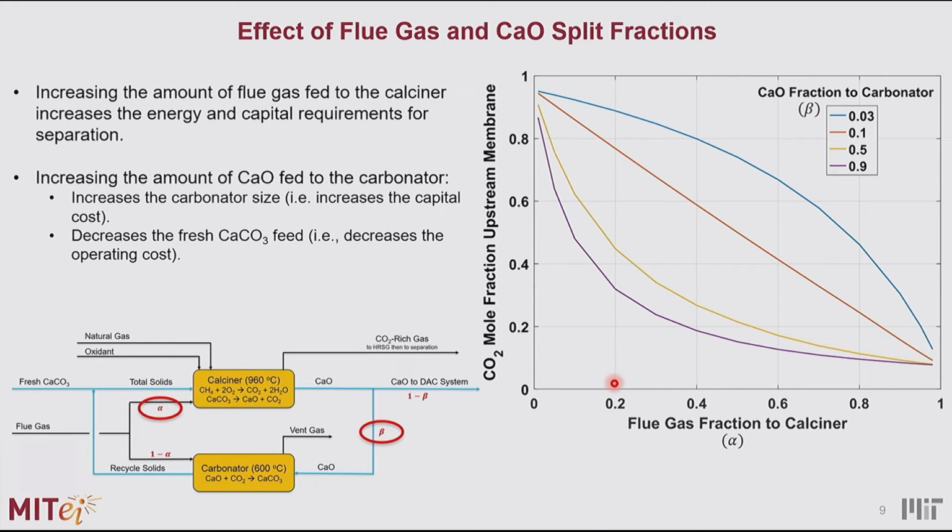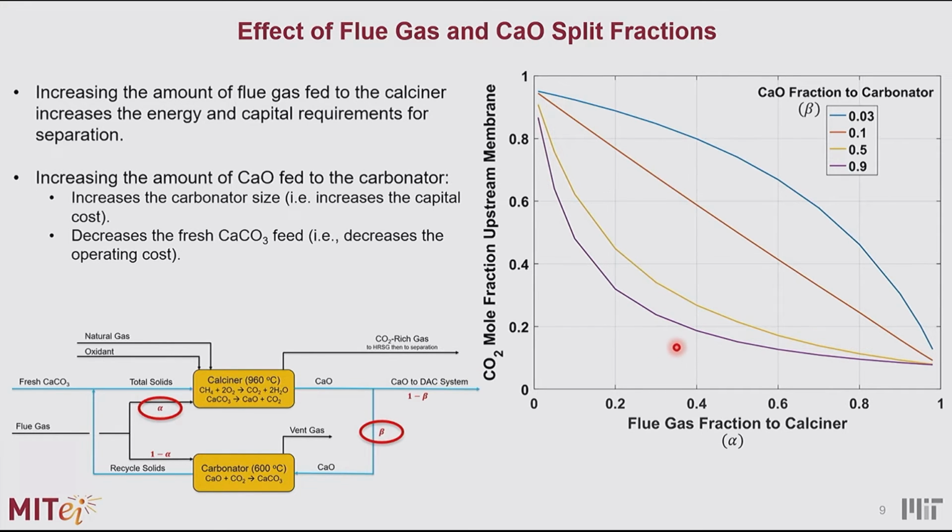If you look at this curve, for example, at a constant value for beta of 0.9, as you increase the amount of flue gas going to the calciner, you are decreasing the concentration of CO2 before the membrane. So this is not favored. This means that we need to stick in this region here. You should send as minimal an amount of flue gas to the calciner as possible.